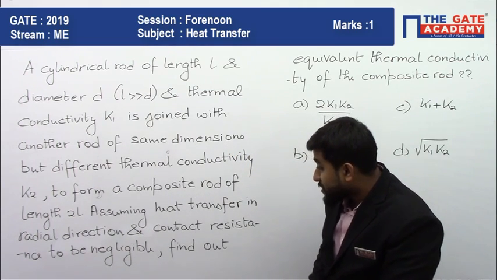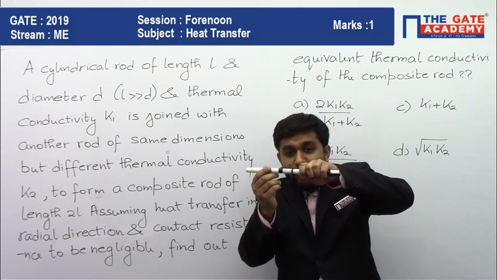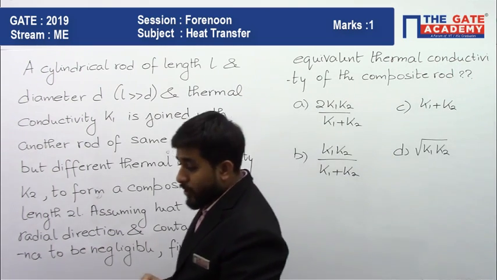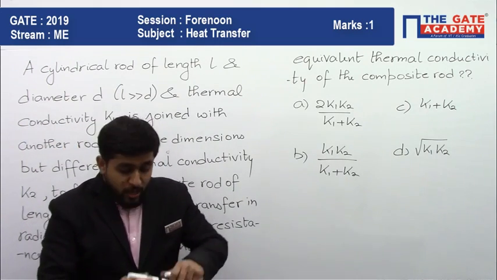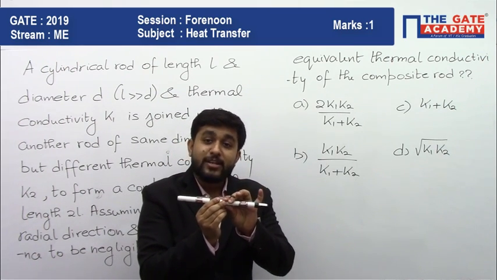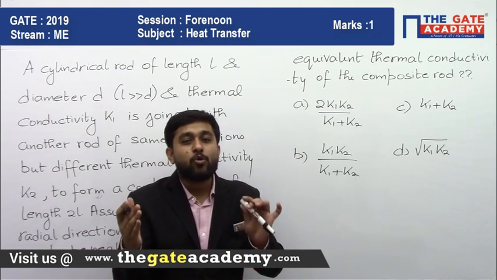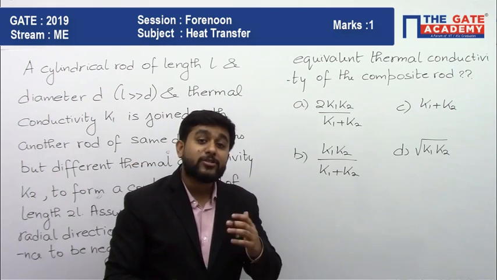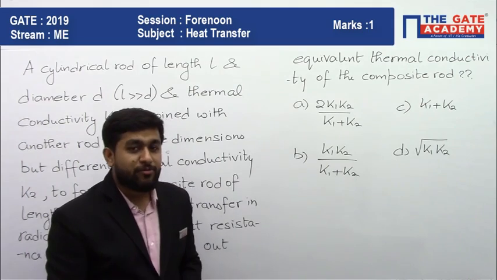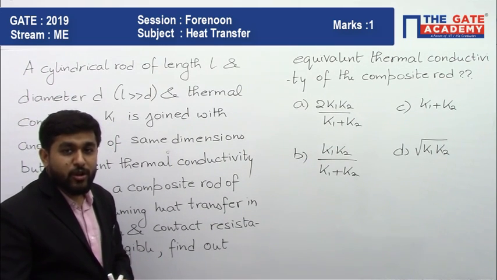So what they are asking is, neglecting the heat transfer in radial direction and neglecting any contact resistance, so this is a contact, we have to neglect the contact resistance, find out the equivalent thermal conductivity of the composite rod. When we say equivalent, it means you have to replace this body of non-homogeneous material by a body of homogeneous material such that the thermal resistance remains the same. So we are taking an imaginary composite body which has homogeneous material, and the thermal conductivity of that imaginary body will be called the equivalent thermal conductivity. So I think we are going to use the concept of thermal resistance over here. We have to find out which option is correct. Actually it's an MCQ question. So let's solve the question now.